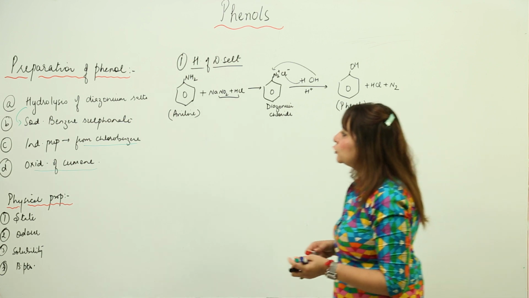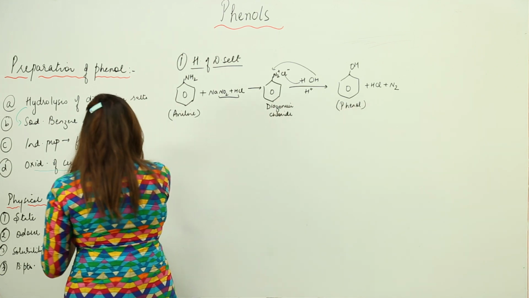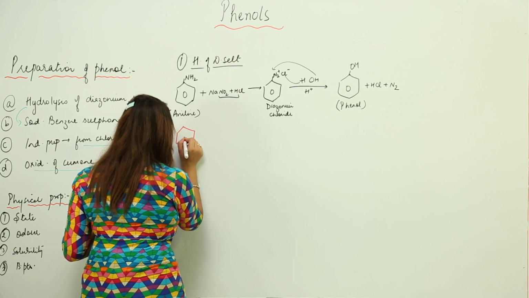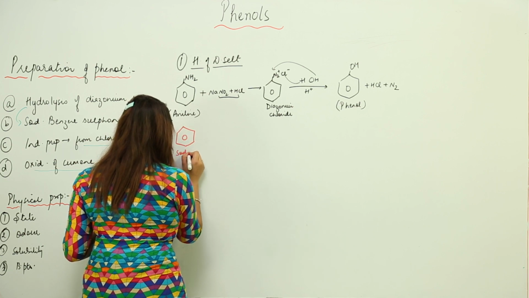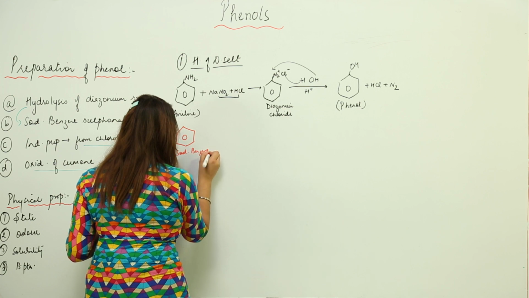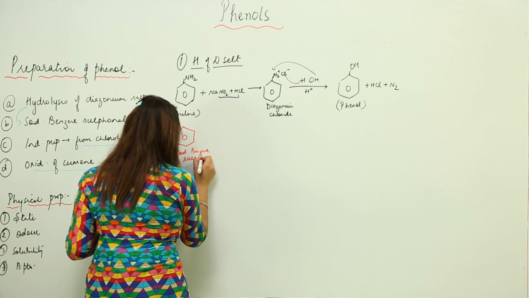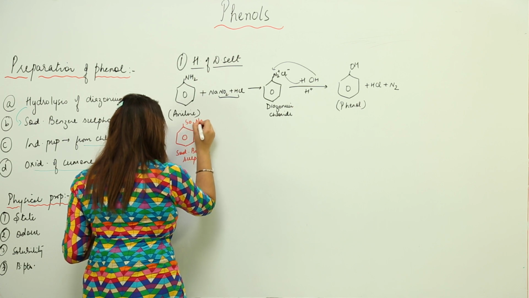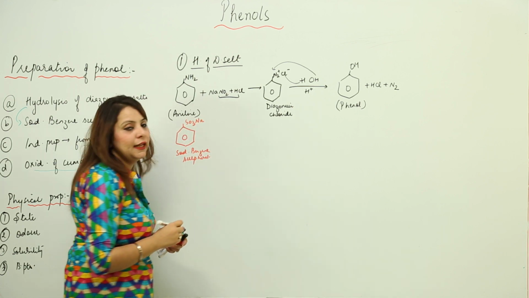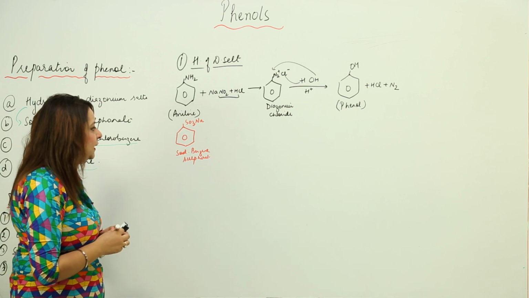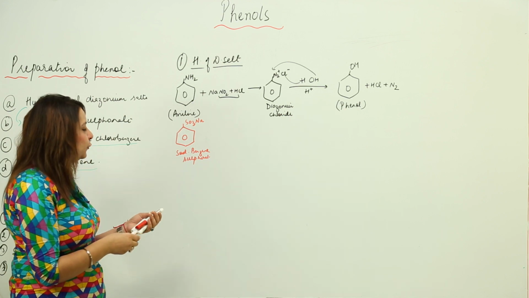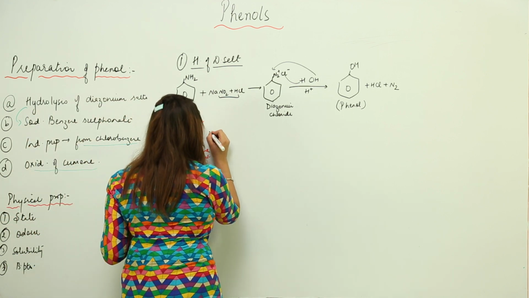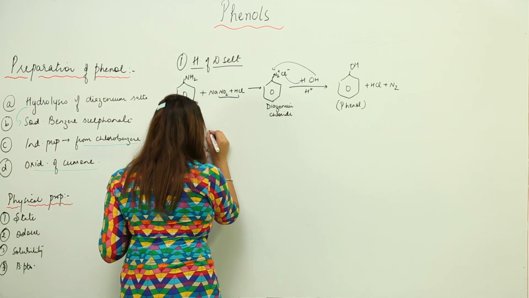Now second, we are going to prepare phenol from the hydrolysis of sodium benzene sulfonate. So first let's see what is sodium benzene sulfonate. Any benzene ring which has the SO3Na group is called benzene sulfonate. So first, if we want to prepare phenol, we need to convert it into sodium phenoxide, and how will we do it? We'll just hydrolyze it.